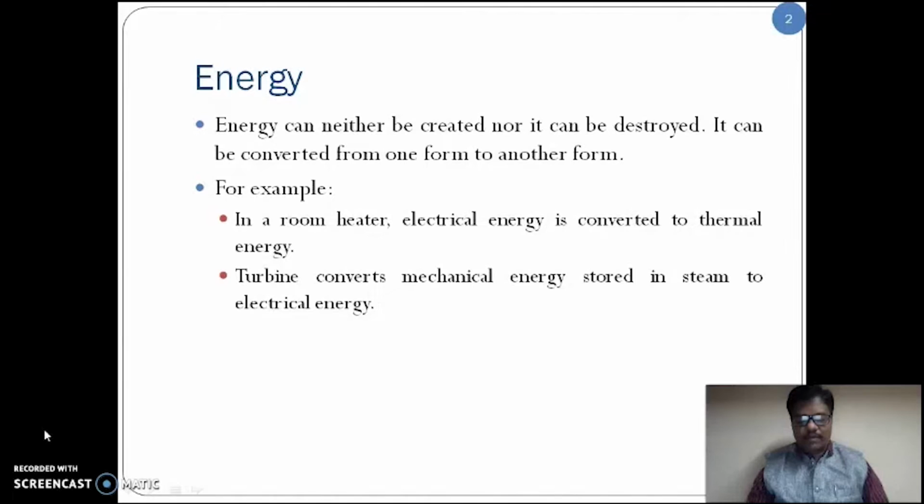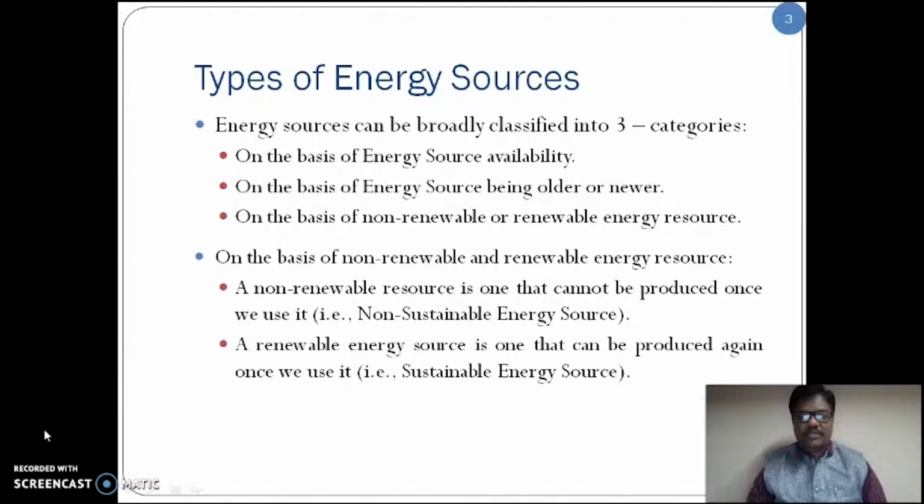Next, the energy sources in nature are broadly classified into three categories based on availability: older or newer, non-renewable or renewable. The third category sources are also known as non-sustainable and sustainable sources. Once we see these two words, non-sustainable and sustainable sources, we have two types of questions. First one is, what are non-sustainable energy sources? That is, the sources available in nature like coal, fossil fuels, etc. are utilized to produce electrical energy.